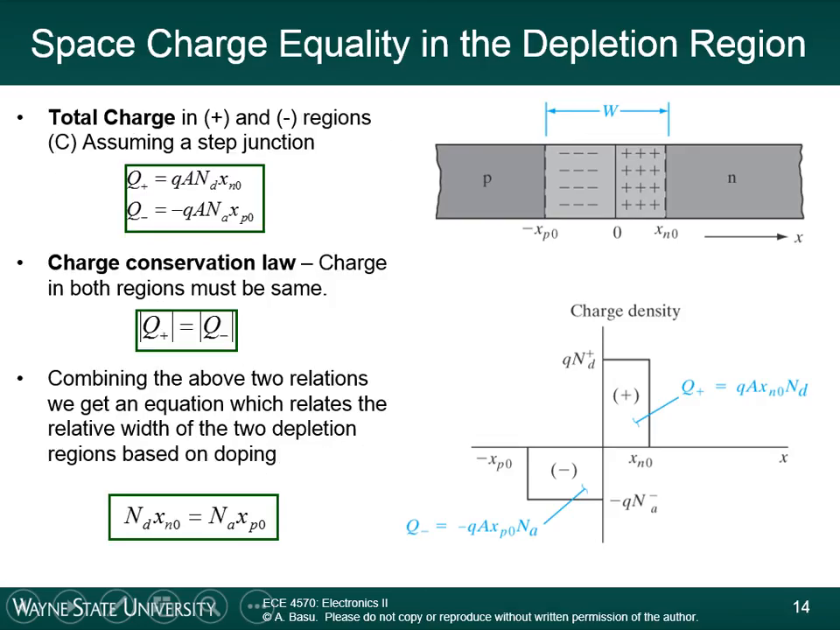That's basically what this formula is telling us. It's always good to remember rules of thumb. In this particular example, the N side has a higher doping, Nd is much larger than Na, so X sub N ends up being smaller than X sub P.